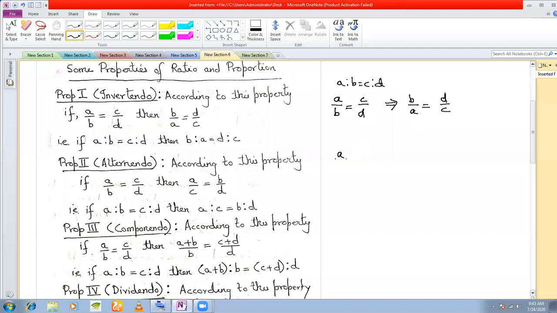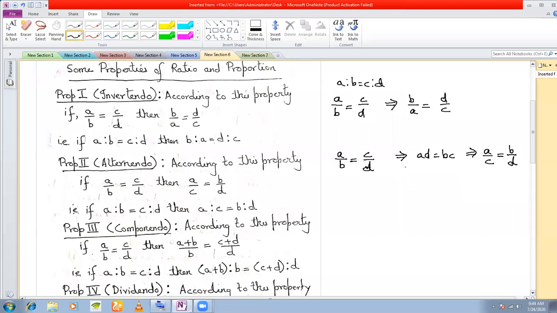Next property is alternando. If you have a proportion given, a by b is equal to c by d, then this proportion can be written as AD is equal to BC. This means that this can now be written as A by C is equal to B by D, dividing both sides by CD. Even this is obvious. We have already done all this in simple equations. Any problem with invertendo and alternando?